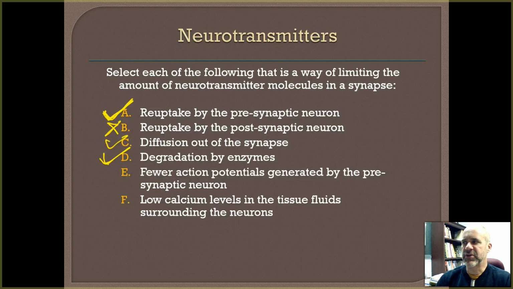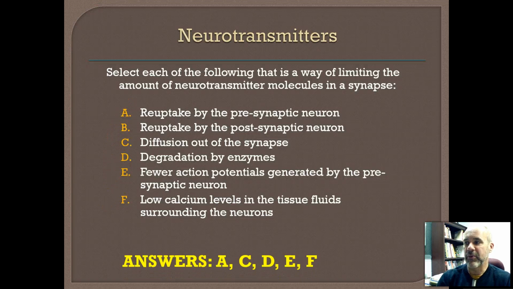Fewer action potentials generated by the presynaptic neuron. Yes, if you have fewer action potentials, that's going to trigger less release of neurotransmitters, so we're going to check that one off. Low calcium levels in the tissue fluid surrounding the neurons. I would say yes on that one as well. You have to have the calcium coming out of the tissue fluids and into the synaptic knob to trigger the neurotransmitter to be released, if you go back and look at the diagram. So we'll do A, C, D, E, and F on that one.